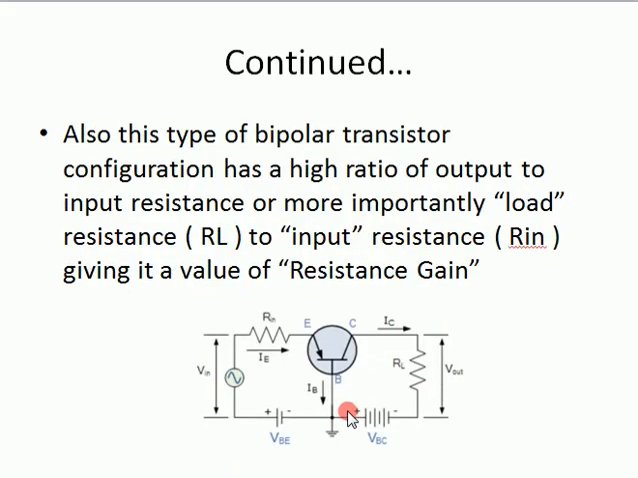Here you see this is the emitter terminal and this is the base terminal, and the V in signal is applied between the emitter and the base terminal. As well, you see the output is taken at the collector and the base terminal, and here the base is grounded. That's why such a configuration is known as the common base configuration.